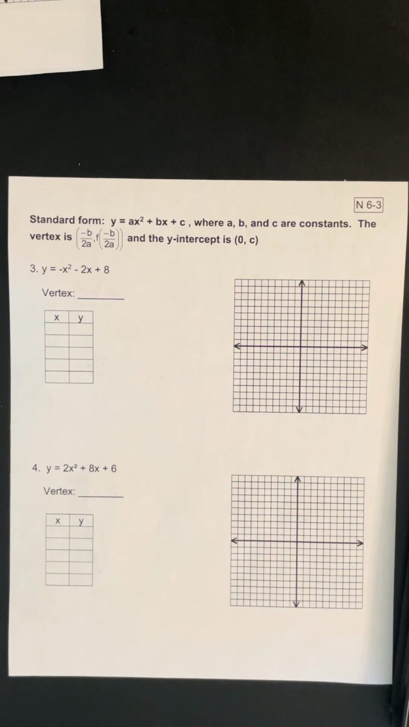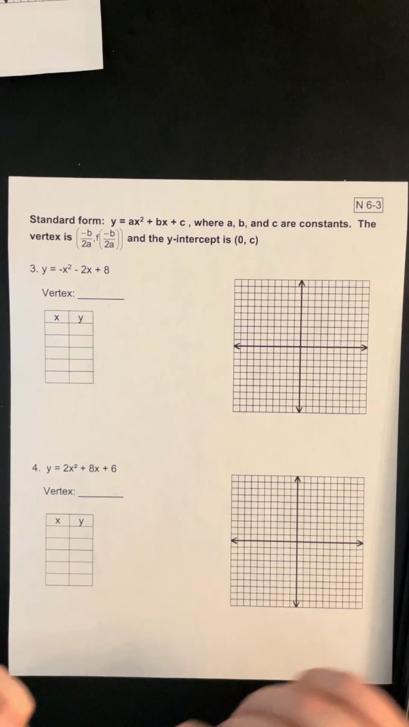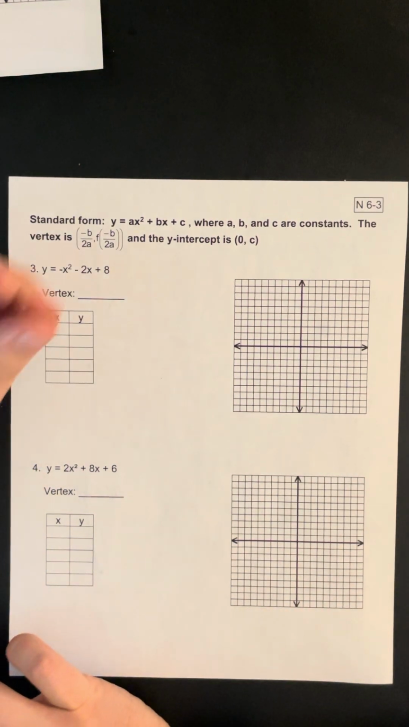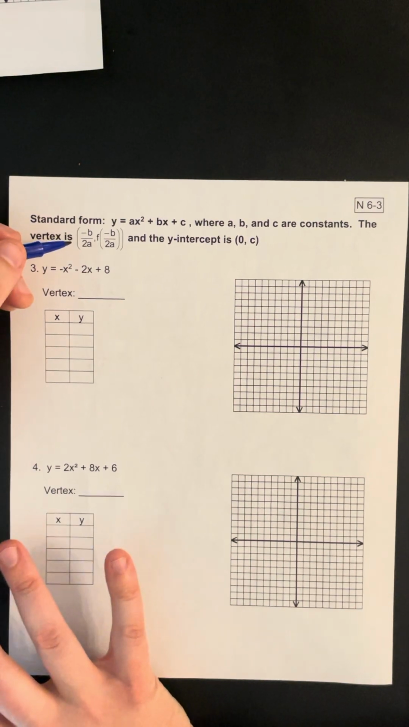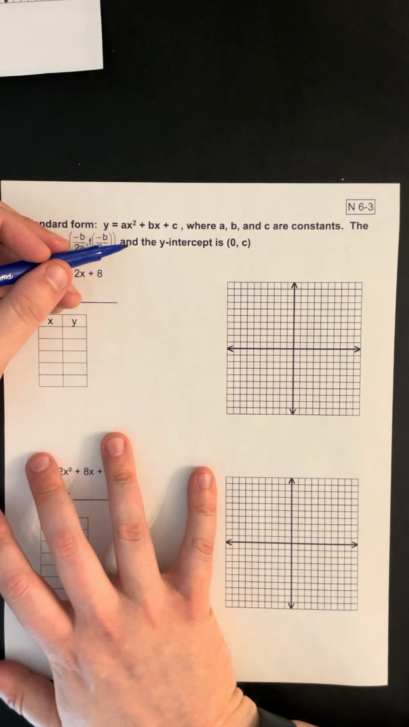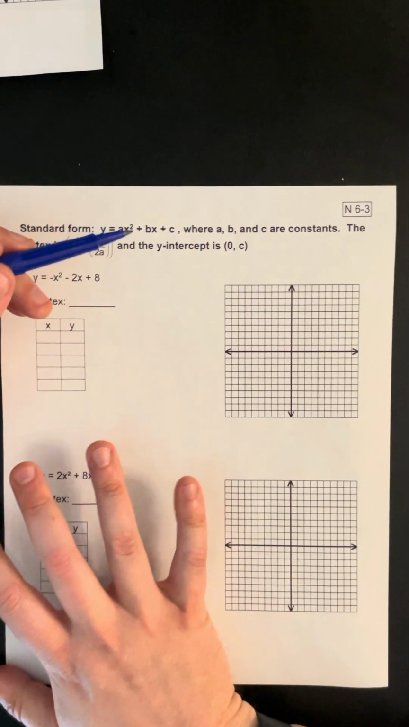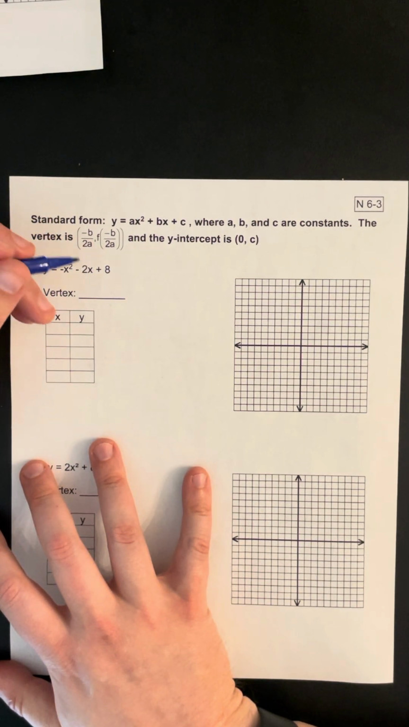Okay, back on 6.3. The form we're looking at now is the standard form. It says you've got ax squared plus bx plus c, where a, b, and c are constants. The vertex that we're going to find will be by doing negative b over 2a, and then solving the equation for that value. We also have a little help there that the y-intercept is 0 and whatever c is, because if I put in 0 for x, all that's left is a constant at the end.